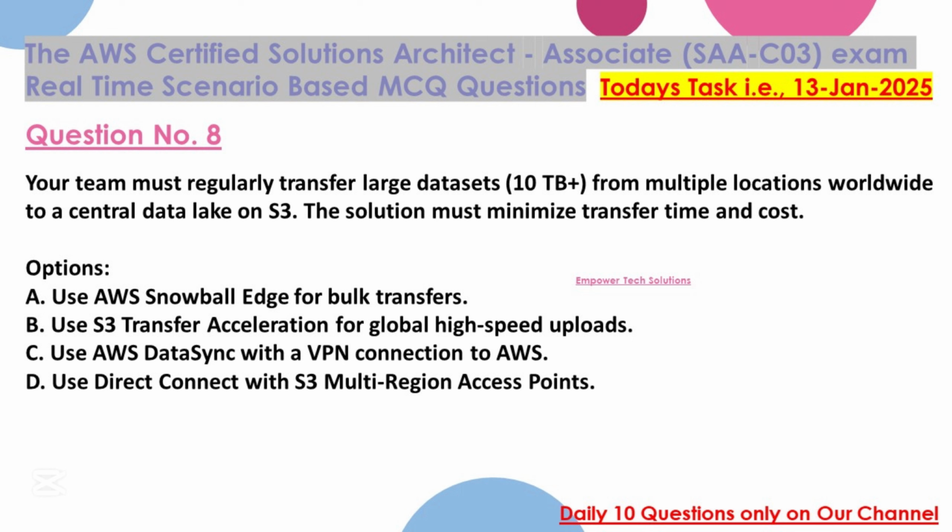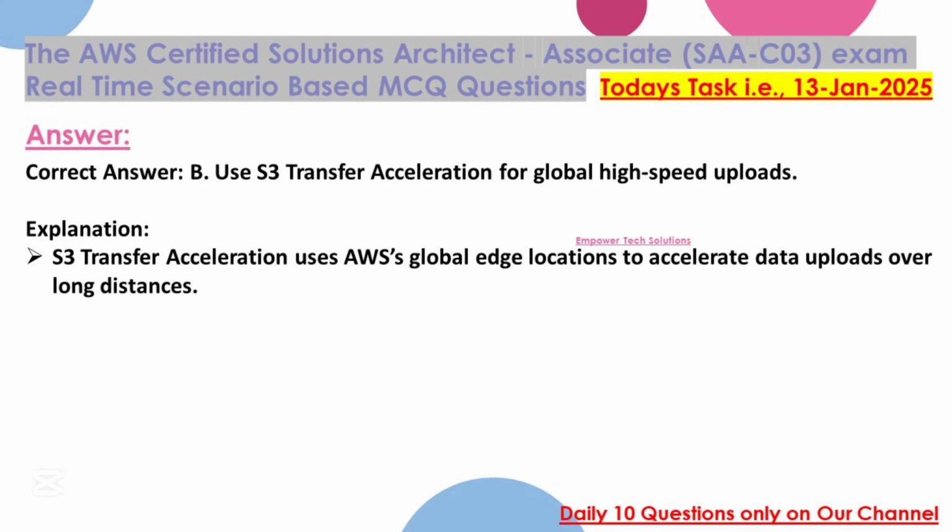C. Use AWS DataSync with a VPN connection to AWS. D. Use Direct Connect with S3 multi-region access points. Correct answer: B. Use S3 transfer acceleration for global high-speed uploads. Explanation: S3 transfer acceleration uses AWS Global Edge locations to accelerate data uploads over long distances.